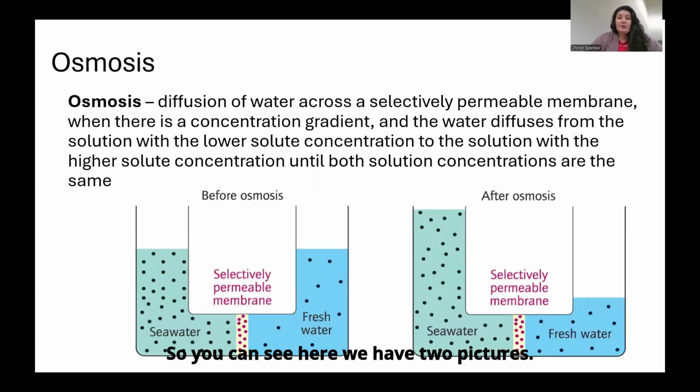So you can see here we have two pictures. We have seawater and freshwater before and after osmosis, and they're separated by a semi-permeable membrane. Water from the freshwater side diffuses across the membrane to the seawater side through osmosis. As a result, the volume of seawater increases and the volume of freshwater decreases, and the concentrations equalize. The water from the freshwater side goes to the seawater side because the seawater is more concentrated, or has more solutes in it, than the freshwater. So it's trying to balance it out.